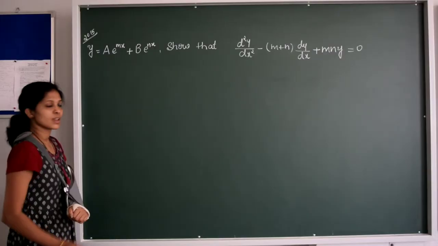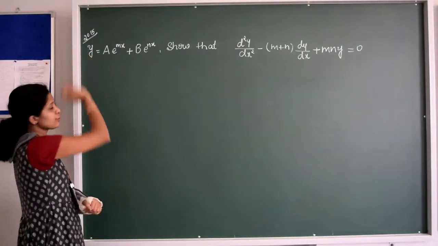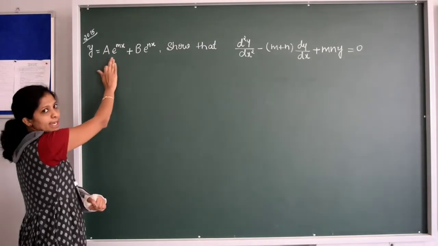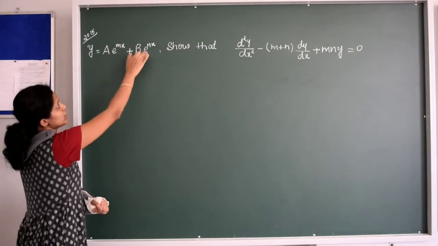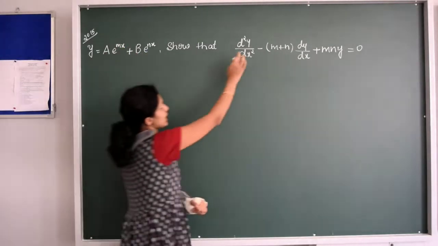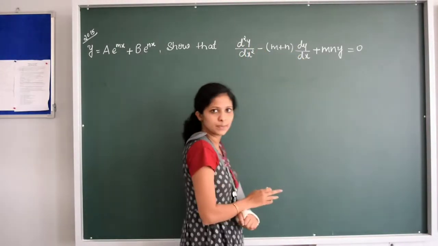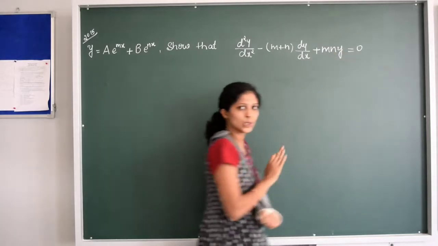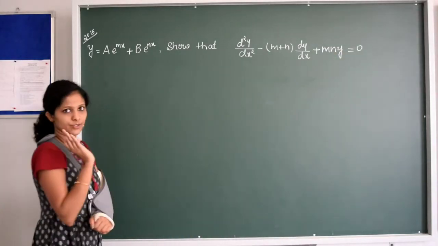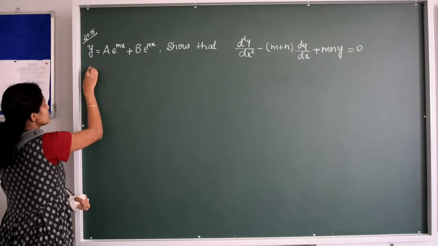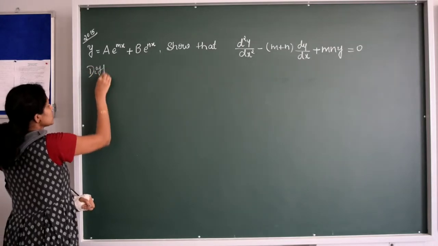Okay. See, this appeared in 2015. What is given? Y is equal to a into e to the power mx plus b into e to the power nx. You have to prove that d square y by dx square minus m plus n into dy by dx plus m n into y is equal to 0, right? So you have to differentiate the function twice. We'll do that. First we'll differentiate the function with respect to x.